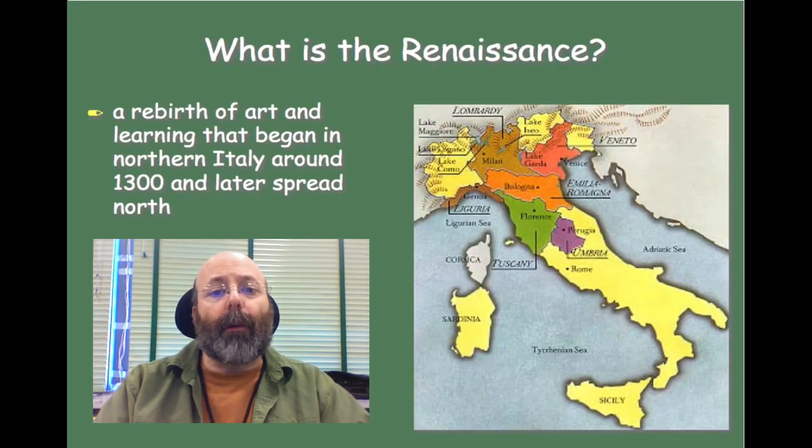It's essentially a rebirth of art and learning that began in northern Italy around 1300 and then later spread to northern parts of Europe. Okay, so again, it's a rebirth of the classical heritage of ancient Italy, and in this case, sort of ancient Rome. So again, if you can associate the word Renaissance with rebirth, you'll be doing pretty good.